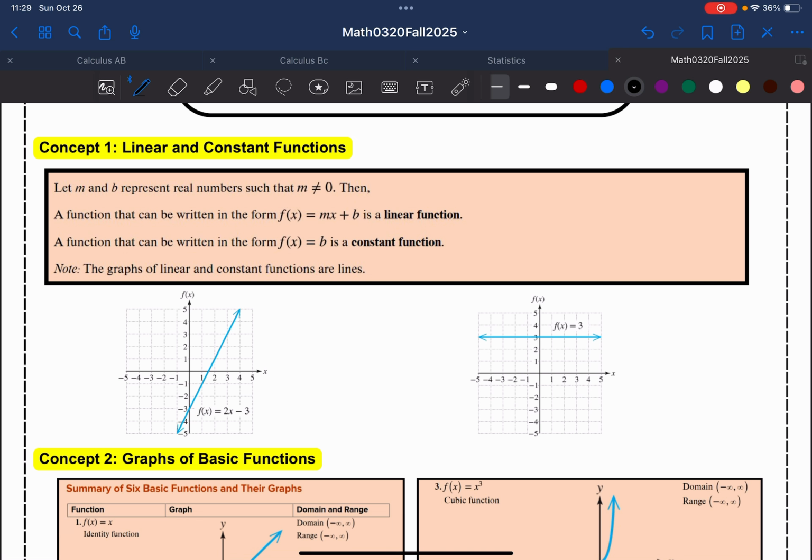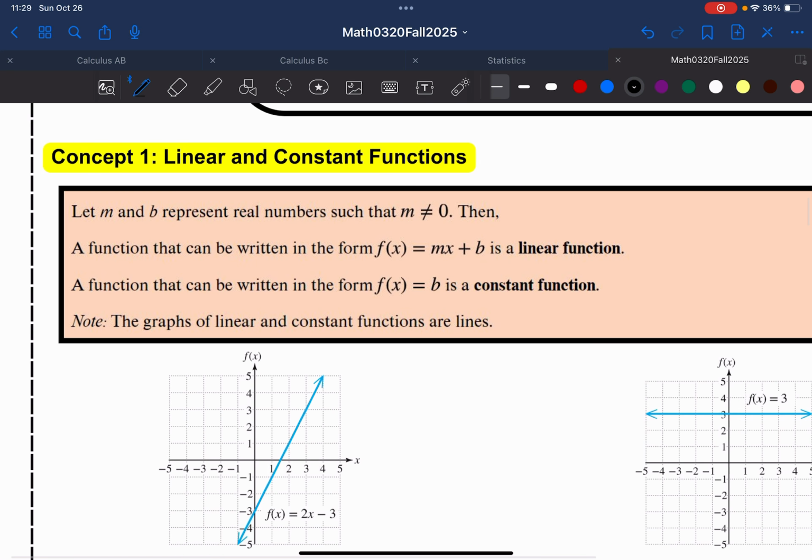It says let m represent real numbers such that m cannot equal 0. Then a function can be written in the following form: mx plus b, which is a linear function, and f of x is equal to b, which is a constant function. The important part here is that you know that m represents slope and that b represents y-intercept.